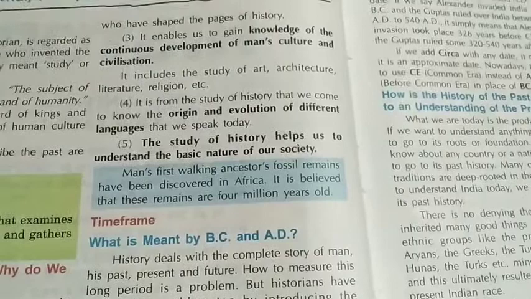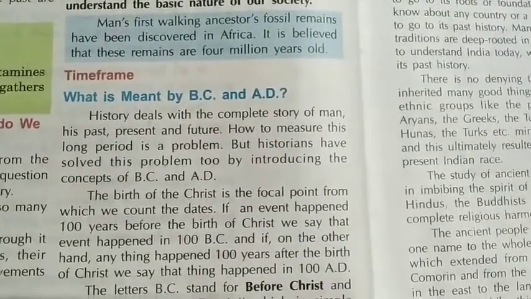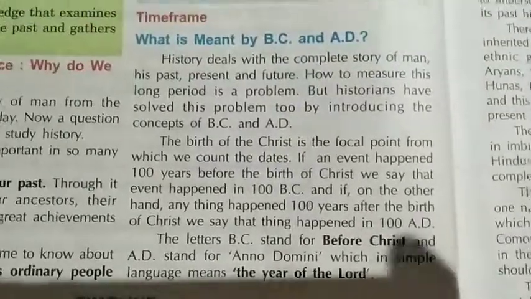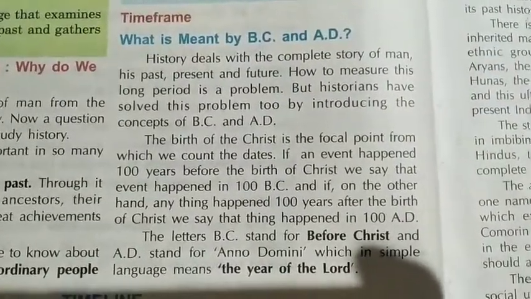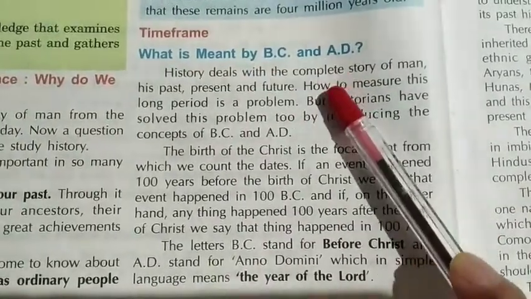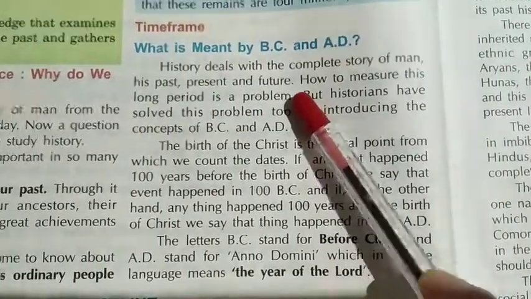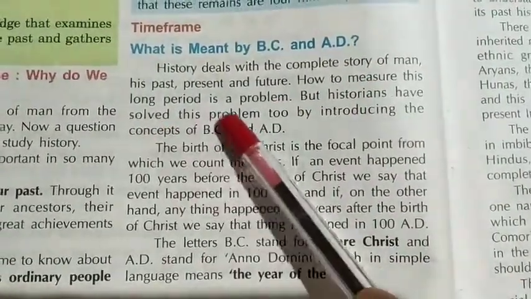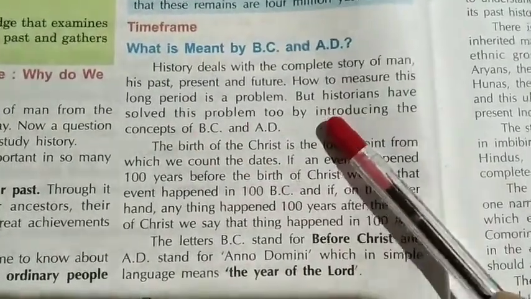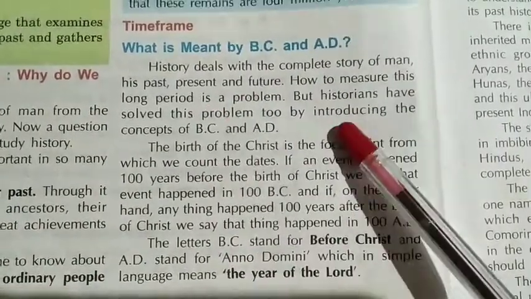Now let us proceed to the next, that is time frame. What is meant by BC and AD? History deals with the complete story of man, his past, present, and future. How to measure this long period is a problem, but historians have solved this problem too by introducing the concept of BC and AD. So now let's see what is BC and AD.